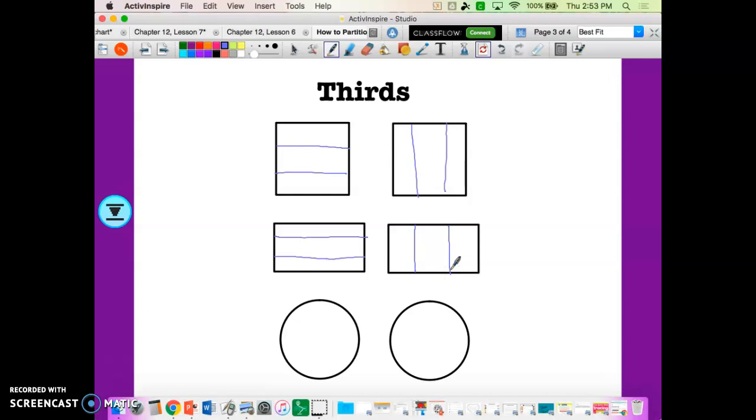And then our circle, there's only one way to cut our circle or partition our circle into thirds. And we talk about that it's kind of a Y or a peace sign in there. We did talk about that if I were to cut my circle into thirds this way, well, this size piece is not the same or equal to that size piece. So that would not work. So our circle only has one way to partition into thirds. Our squares and rectangles each have two ways to partition into thirds.